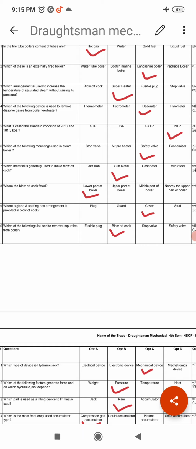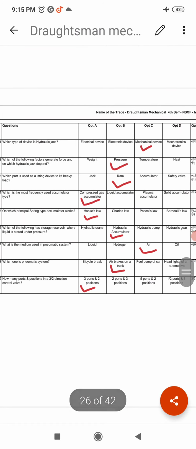Which material is generally used to make a blow off cock? Answer is B, gunmetal. Next, where is the blow off cock fitted? Answer is A, lower part of boiler. Where is a gland and stuffing box arrangement provided in a blow off cock? Its answer is C, cover. Next, which of the following is used to remove impurities from a boiler? Its answer is blow off cock.